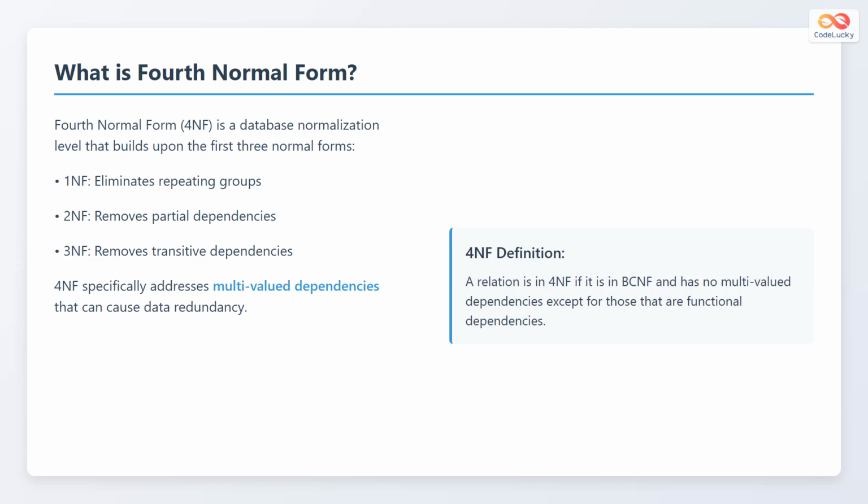Fourth normal form or 4NF is a level of database normalization that builds upon the first three normal forms. Those are first NF, which eliminates repeating groups, second NF, which removes partial dependencies, third NF, which removes transitive dependencies. 4NF specifically addresses multi-valued dependencies that can cause data redundancy. A relation is in 4NF if it is in Boyce-Codd normal form and has no multi-valued dependencies except for those that are functional dependencies.